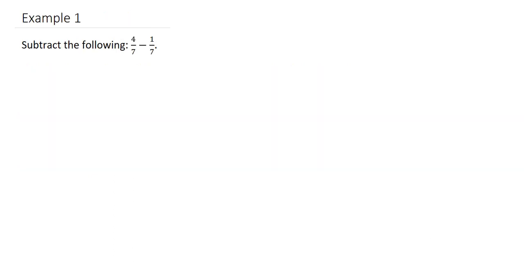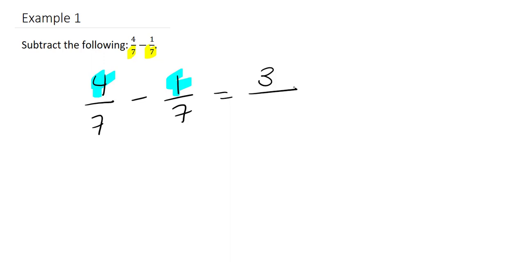Example 1, subtract the following. We have 4/7 minus 1/7. We see that we do have a common denominator, so this one is a little bit more straightforward. We just go ahead and subtract the numerators. So 4 minus 1, which is 3, and then we keep our denominator, which is 7. It's really important that we always keep the denominator and only do the subtraction on the numerators.